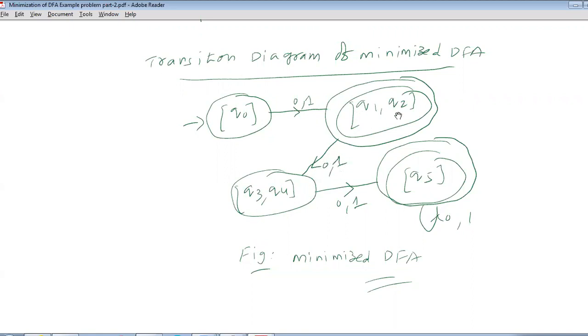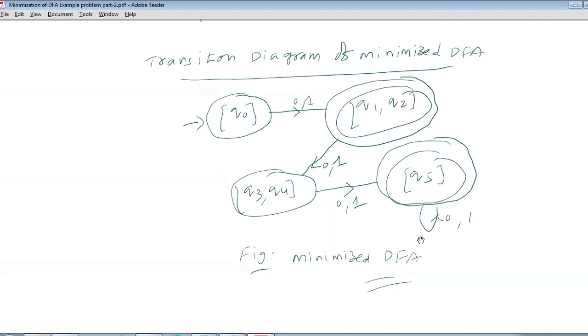So 0, 1. Then Q3, Q4 on 0 goes to Q5, and Q3, Q4 on 1 also goes to Q5. Same. Then Q5 on 0 goes to Q5, and Q5 on 1 also goes to Q5. For any state on any input, if it goes to the same state, then you have to draw a loop on that state. So this is called a loop. Q5 has a loop transition labeled 0, 1. Now this is the minimized DFA.